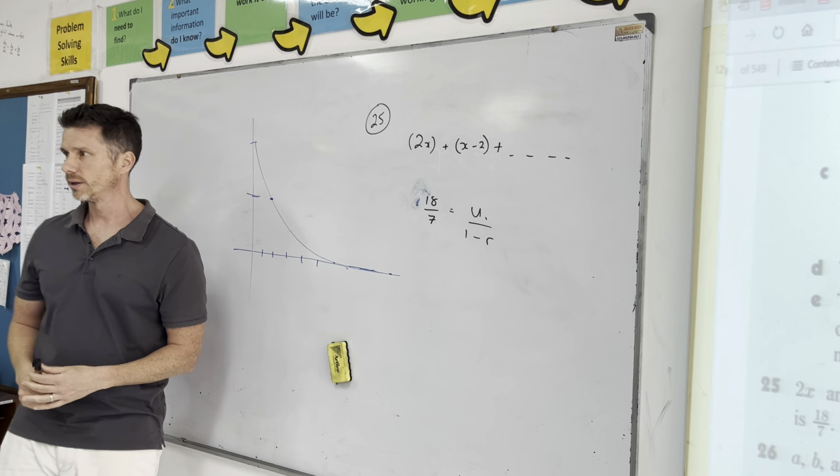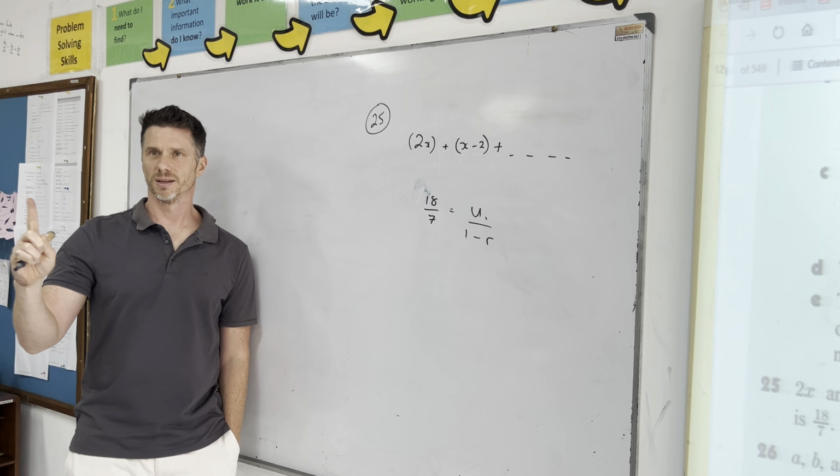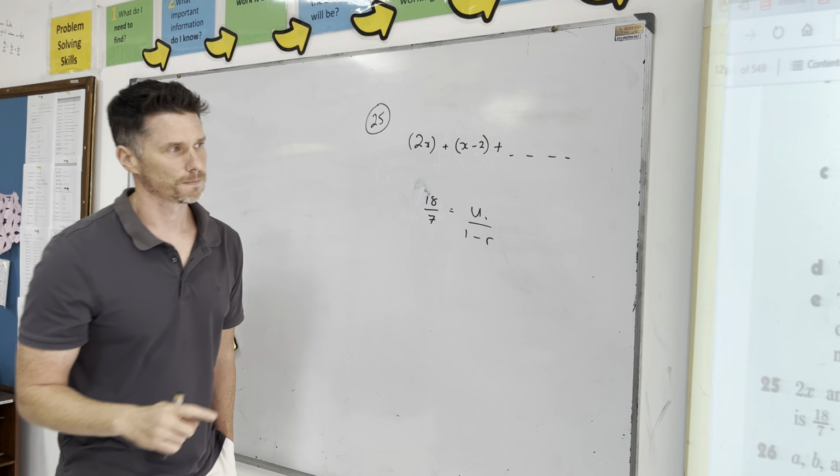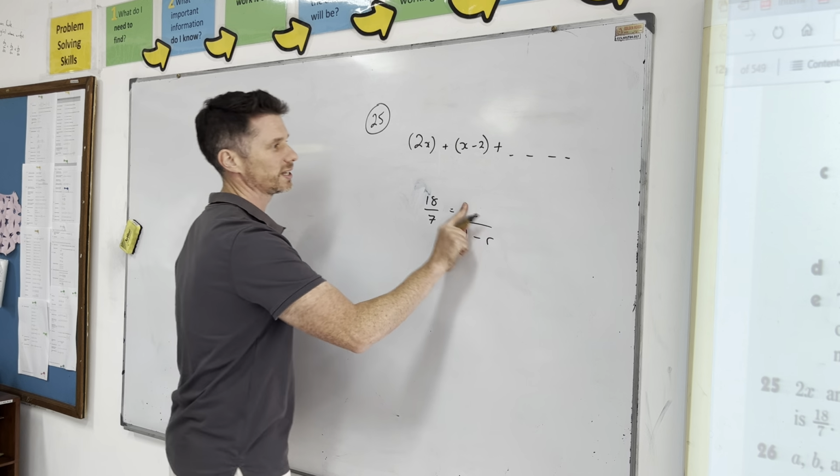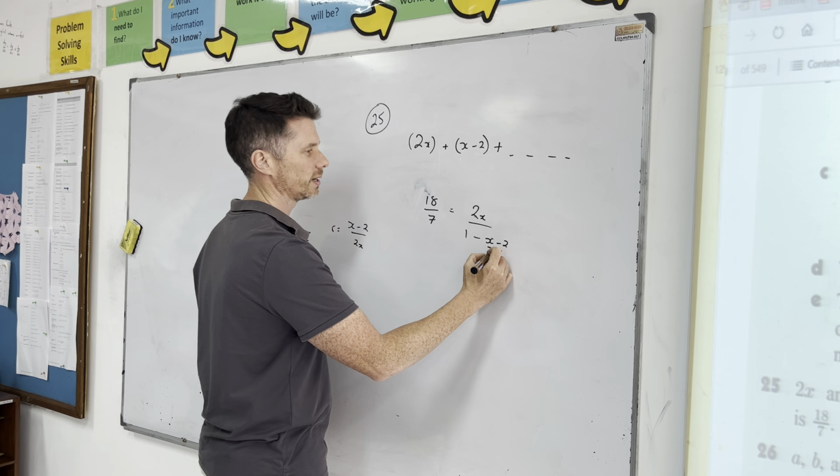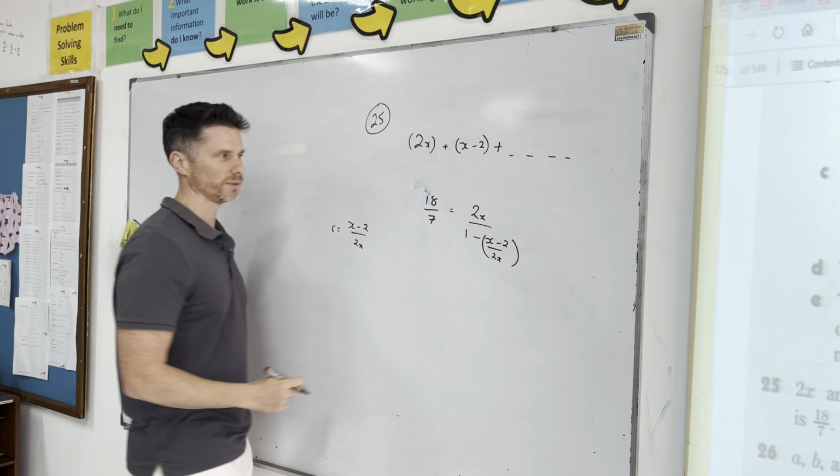Okay, we need to be able to solve this. We've got enough to be able to solve this. First of all, I don't want U1, I don't want this letter, I want x's. I want both of these written in terms of x, so I can have one equation with one variable. So that's definitely 2x over 1 minus the ratio. And what's the ratio? x minus 2 over 2x. Are you happy with that? Yeah. So I can replace this.